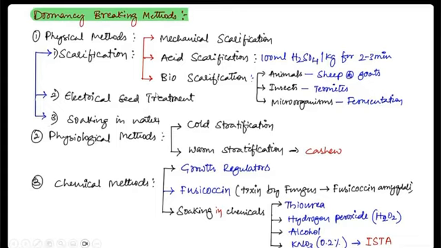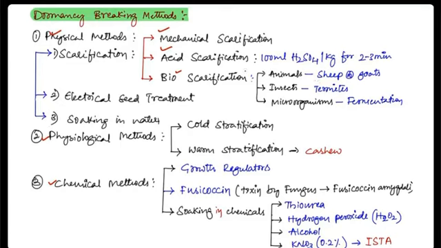There is a broad and simple classification of dormancy breaking methods. One is physical methods, second is physiological methods, and third is chemical methods. When I talk of physical methods, it is by manual scarification. Scarification can be of manual type, acid scarification, and bioscarification. Bioscarification is nothing but scarification with the help of animals, insects, or microorganisms, and these are the examples.